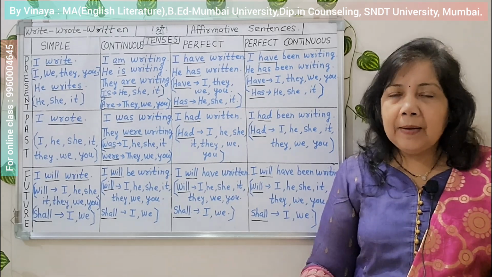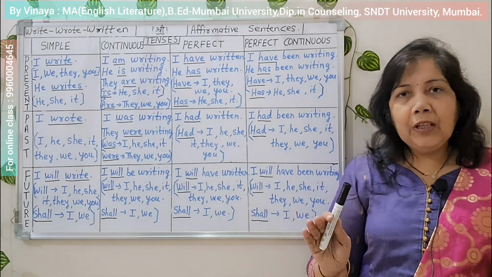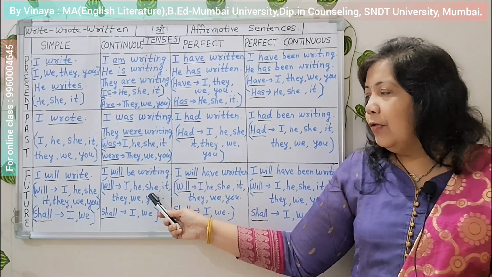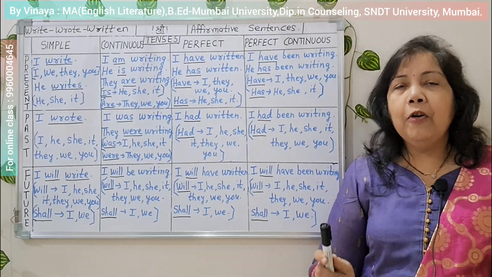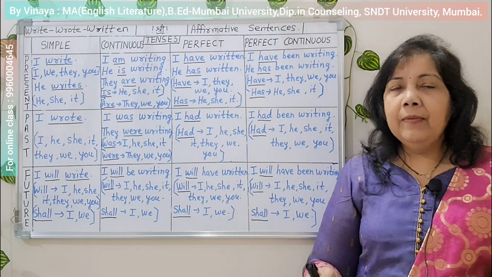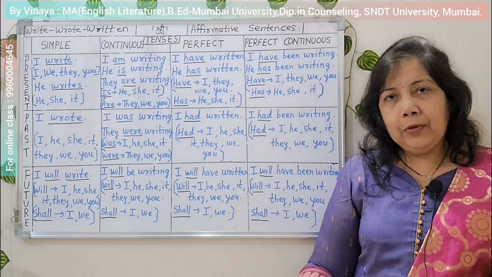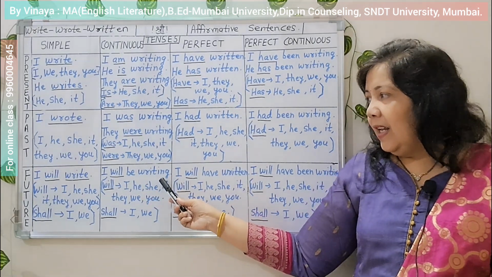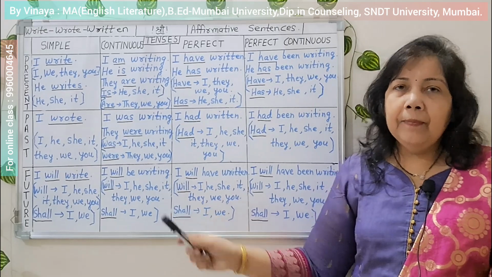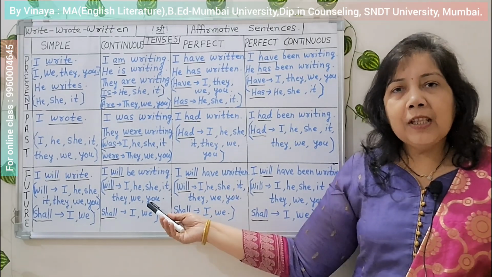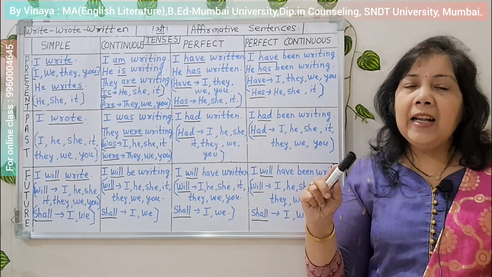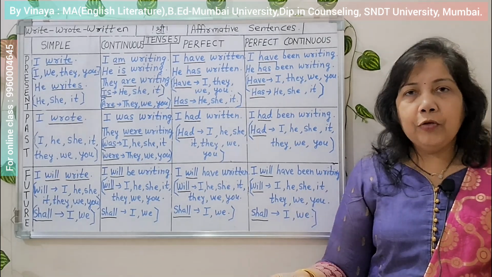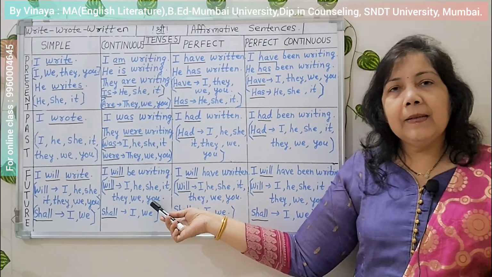For all other remaining pronouns, we can use only will. So, will is used for all the nouns and pronouns. Shall is used only for I and we. But will is also used, of course. I will be writing or I shall be writing. When to use this tense? When any action is going on at that particular time in future, then we use this tense.